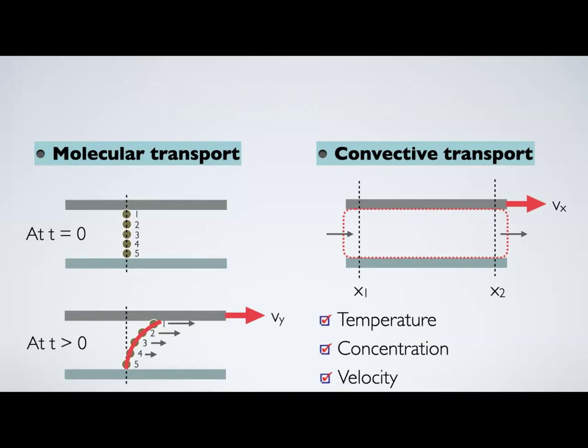If we consider energy transport, we're going to see if there is any difference in temperature. In terms of mass transport, we're going to consider a concentration gradient. And the last one is momentum transport. We're going to see if there is any gradient in terms of velocity. Of course, all of these variables always go from higher to lower.